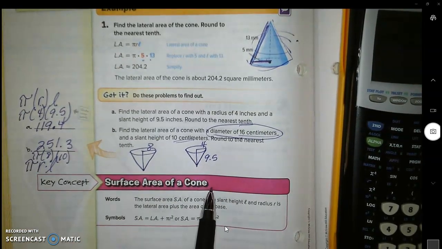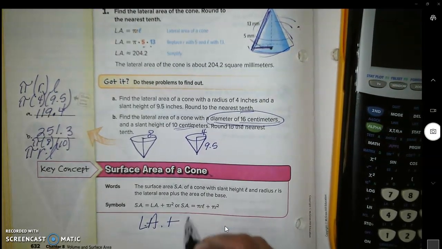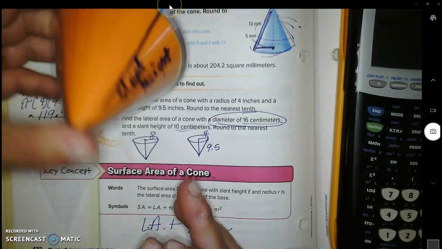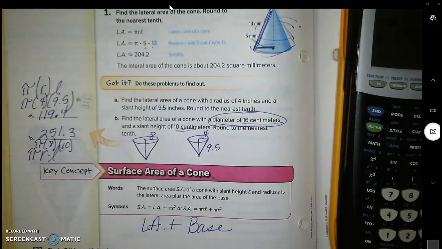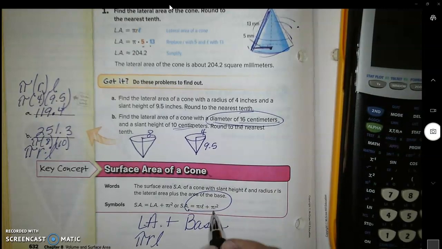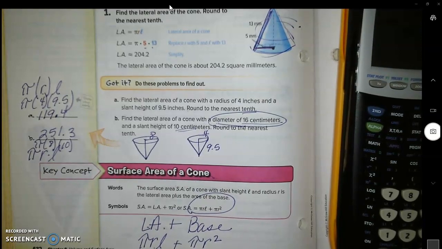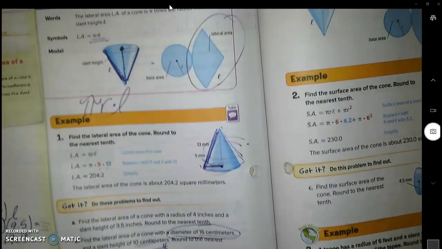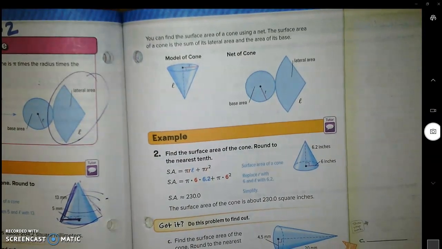Now if we're going to find the surface area of the cone, we're going to have to do the lateral area plus the area of the base. So that's going to give us the whole surface area of our whole cone shape, right? So we do the lateral area and add the base to it. So that's what this formula is right here. So pi r L is the lateral area, and pi r squared is the area of the base or the circle. All right, let's go see what it looks like over here. All right, so on the next page, there it is.